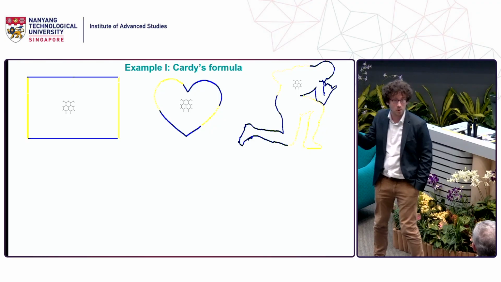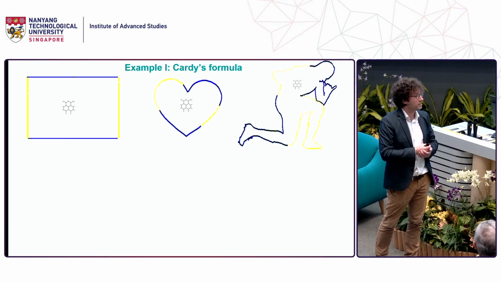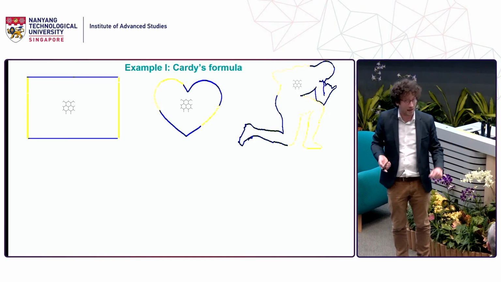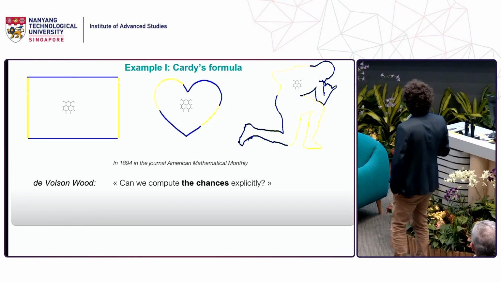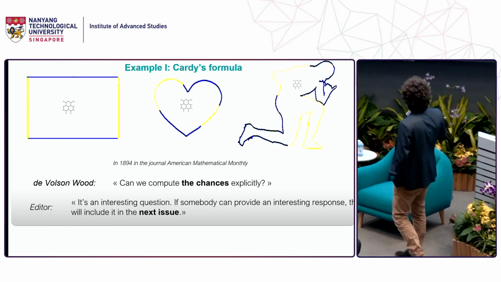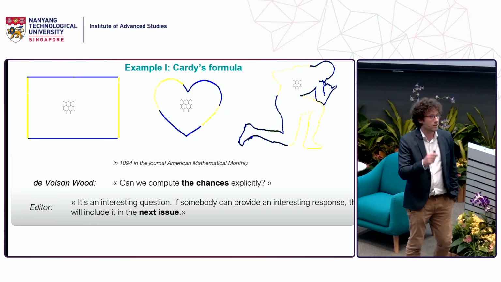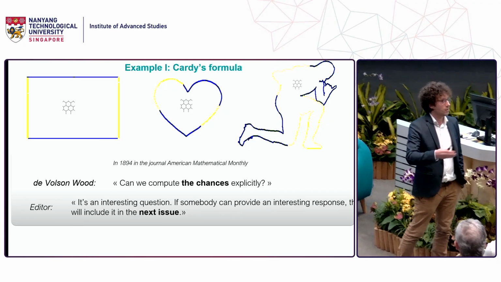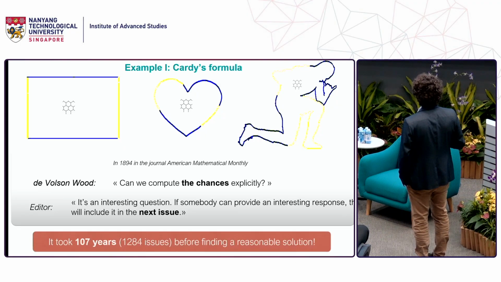And you try to look at the probability of this. And again, because you don't have symmetry anymore, you don't know what's the probability of winning. But you don't know, but you can still ask the question. And this question was asked, not for this model, but for a slightly related model, in 1894 by Devolson Wood. Can we compute the probability of winning? It was actually in this context explicitly. And the editor at the time, in the Journal of American Mathematical Monthly, had this editorial answer, oh, very good question, give me an answer by next month, and I will publish it. The poor man was wrong by 107 years.